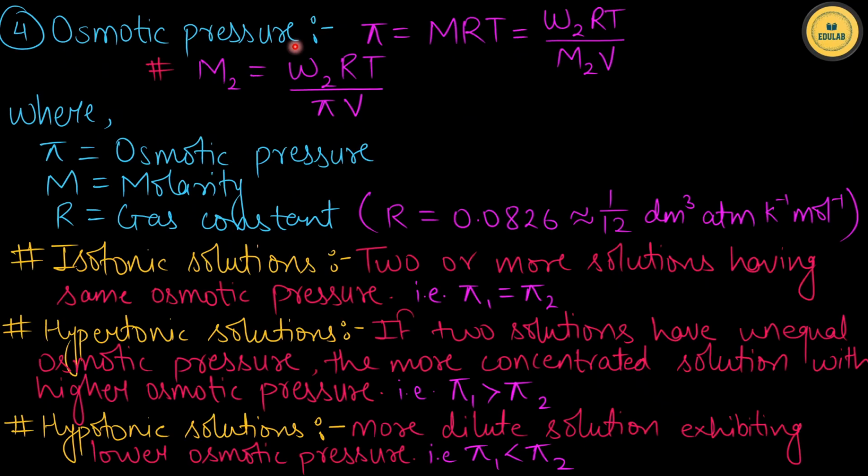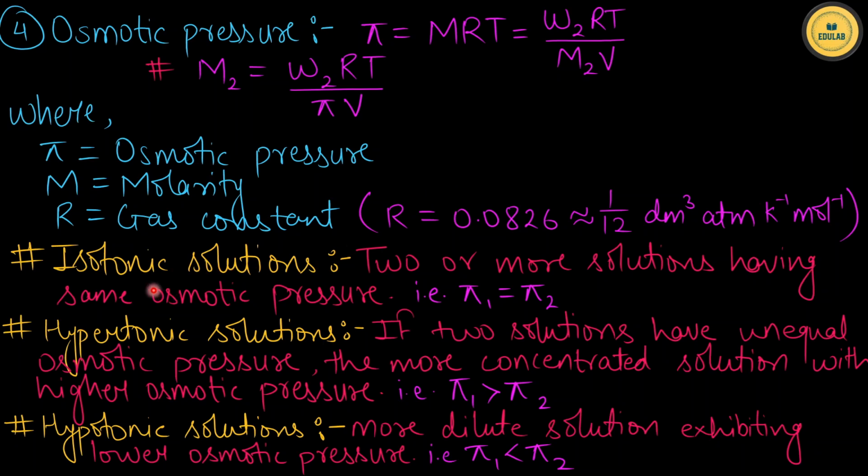Next one is osmotic pressure. Osmotic pressure is denoted by pi, that is equal to MRT, that is equal to W2 into RT upon M2 into V, and we can also write M2 is equal to W2 into R into T upon pi into V, where pi is the osmotic pressure, M is the molarity, and R is the gas constant. The value of R is 0.0826, that is approximately equal to 1 upon 12 decimeter cube atm per Kelvin per mole.